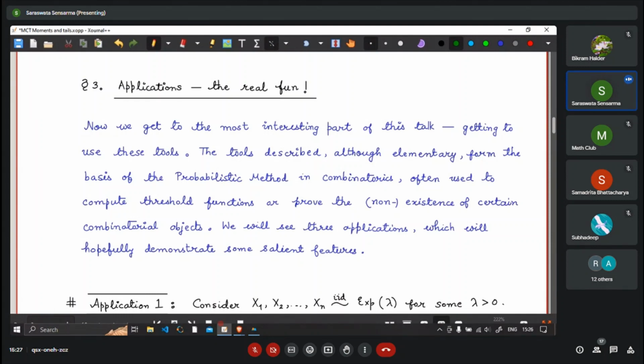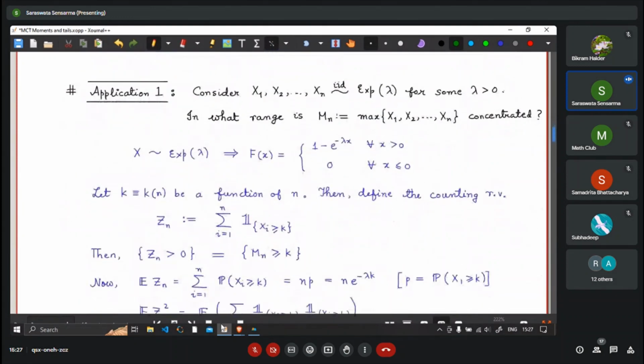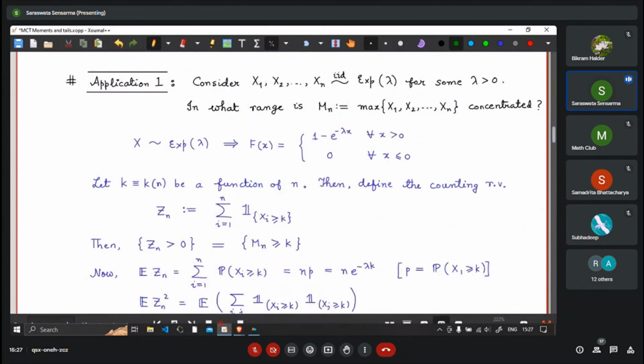The first two are just giving bounds to tails, and the second two, or one, whatever you want to call it, is just seeing when a random variable is strictly positive and when it is equal to zero, and you can give bounds to that. So the first application is a very simple one. You consider X1, X2, ..., Xn to be IID exponential(lambda) random variables for any lambda. I'll tell you what exponential lambda is.